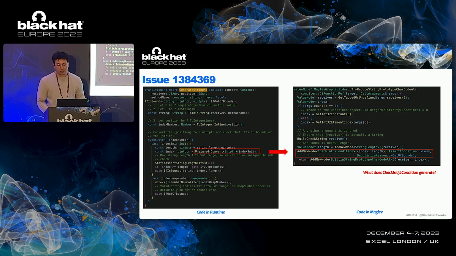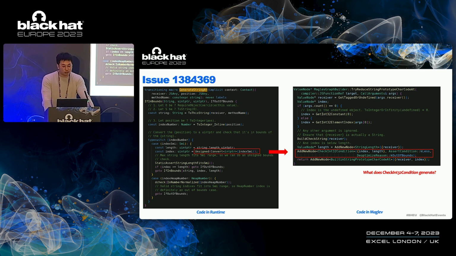According to this idea, we can take a look at this bug. It appears when optimizing String.prototype.charCodeAt. This function returns the character at the index position as a number. The code on the left is the implementation of the runtime function in the Ignition compiler. It converts the index controlled by the user into an unsigned integer and compares it with the length of the string. The code on the right is the optimized code in Maglev. You can see that it uses the CheckedInt32Condition IR to compare the index with the length using a deopt mode.